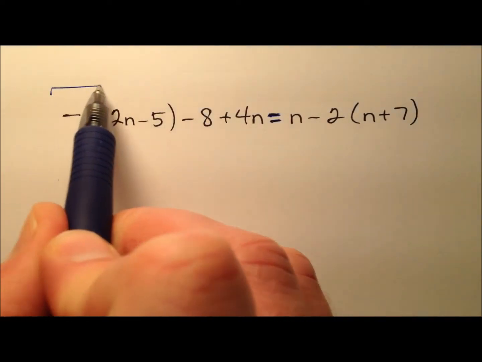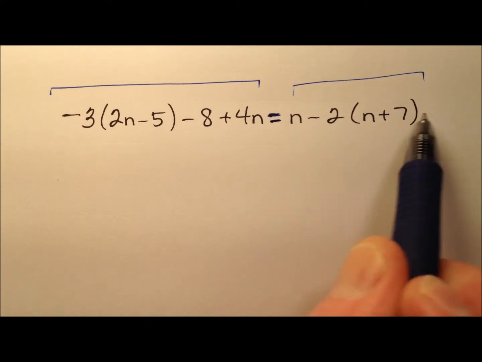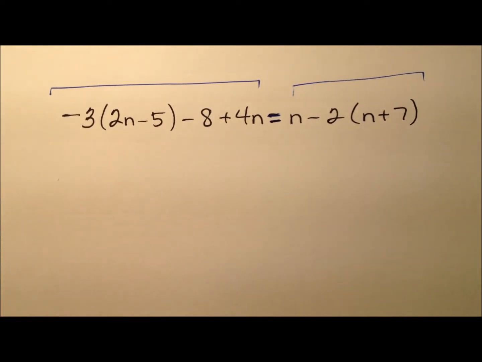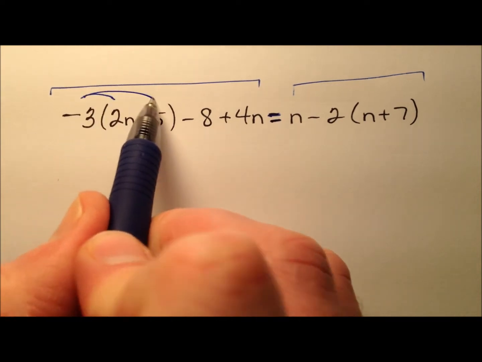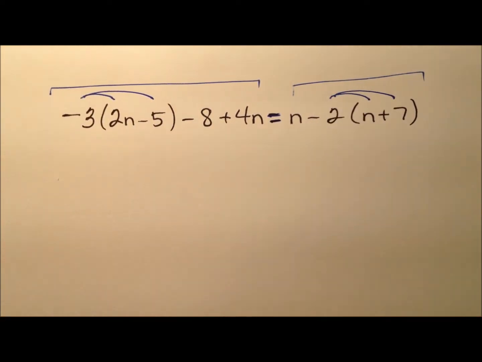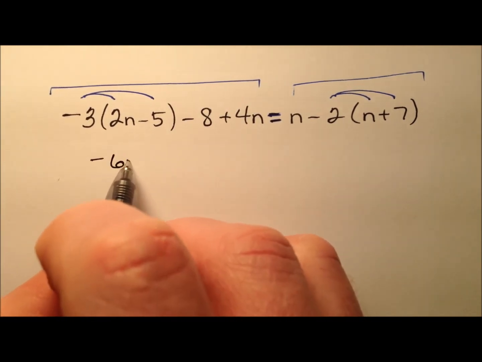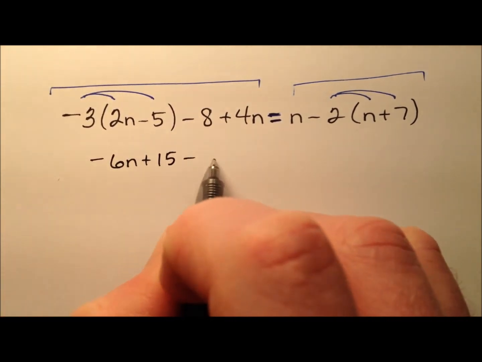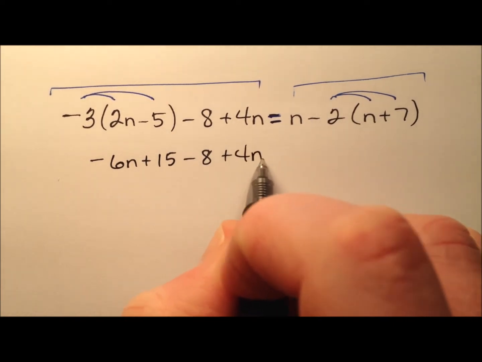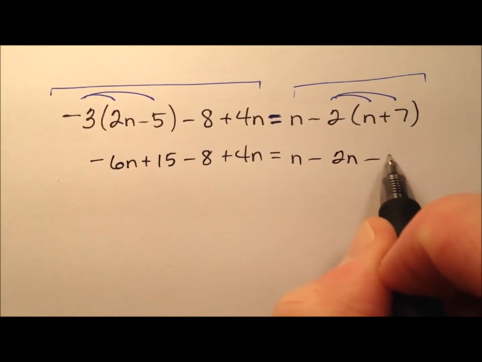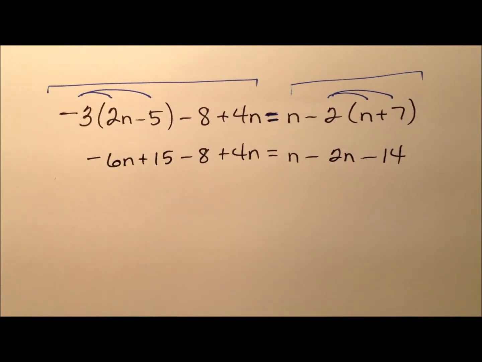So we'll deal with the expressions on the left and on the right independently, and we'll simplify these as much as we can first. So we'll go through and distribute here and also here, and then let's see what we have. Looks like negative 6n plus 15 minus 8 plus 4n, and that will equal n minus 2n minus 14.